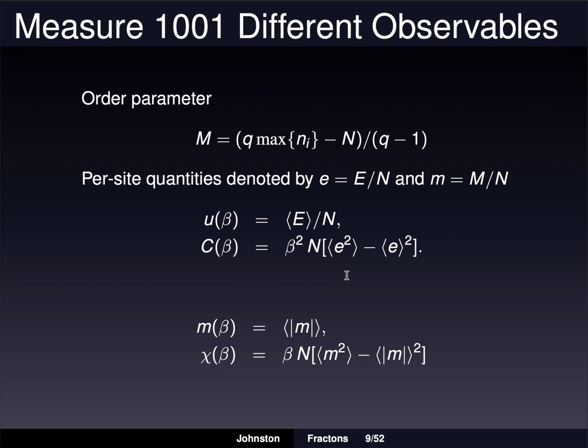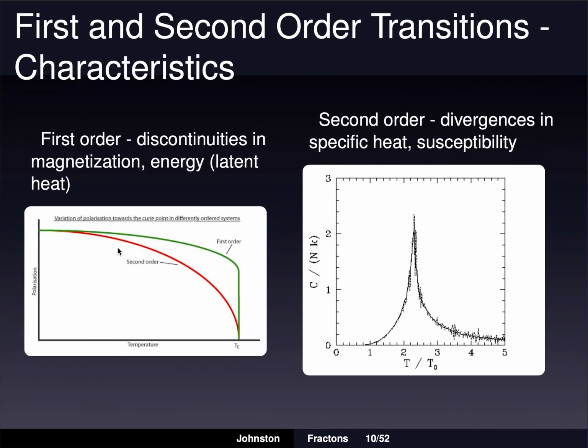What do we see when we do this? Well, if we've got a first order phase transition, we might measure, it says polarization here, but I could as well have written magnetization.